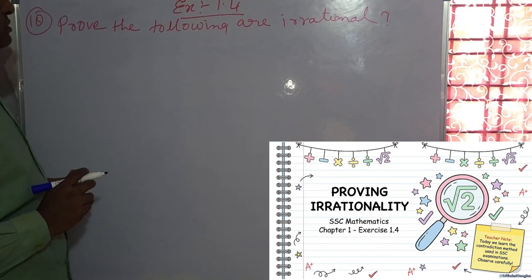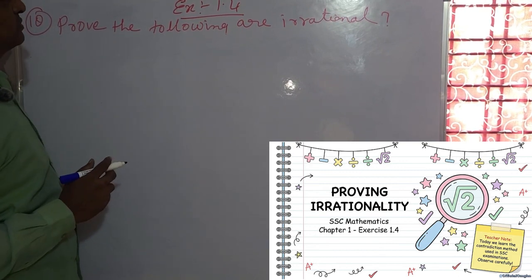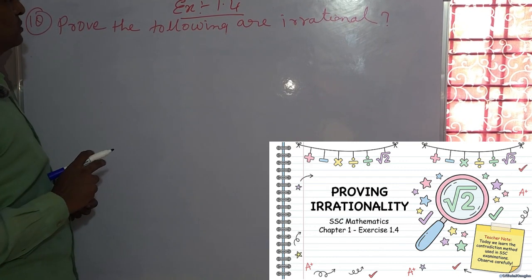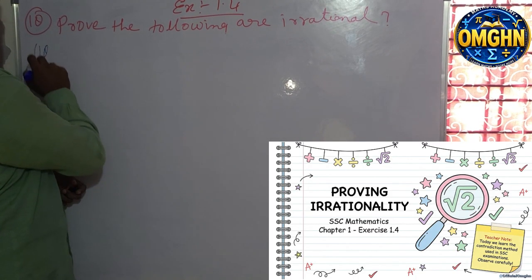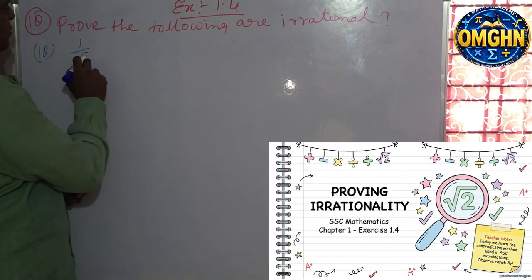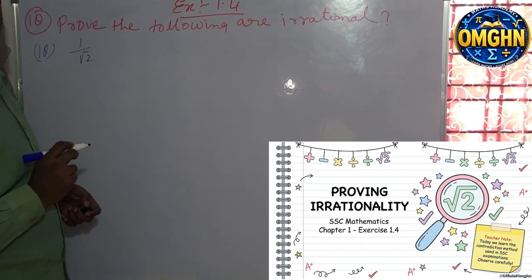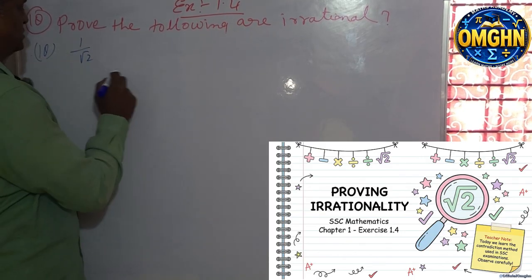Good morning, students. Today we are dealing with exercise 1.4. First question, prove that the following are irrational numbers. In this first question, it is 1 by root 2. Okay, in this we have to prove this one.